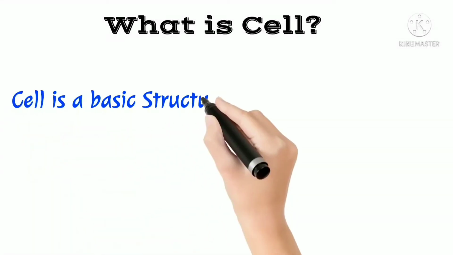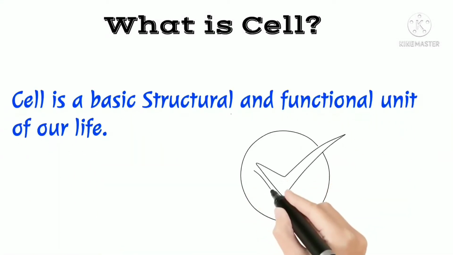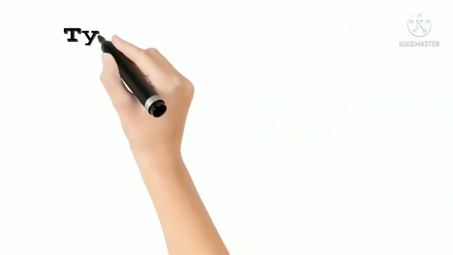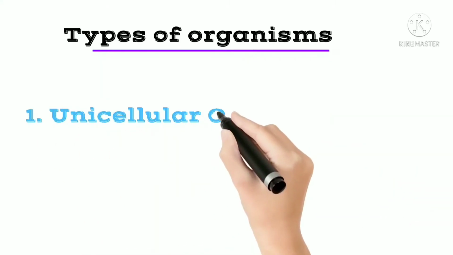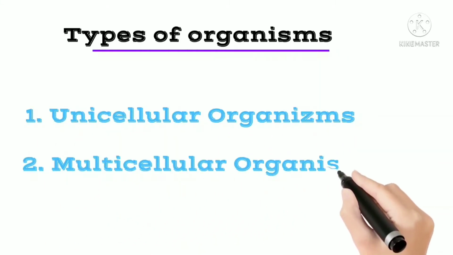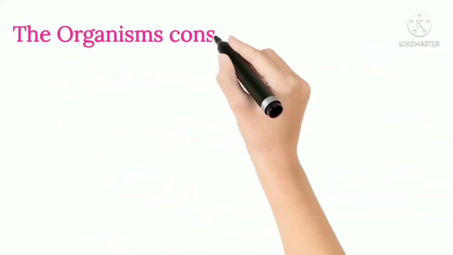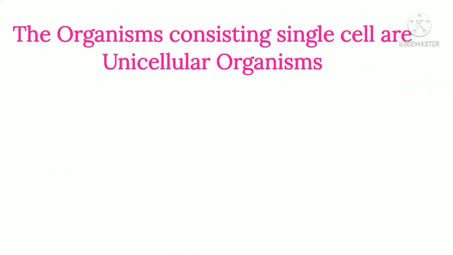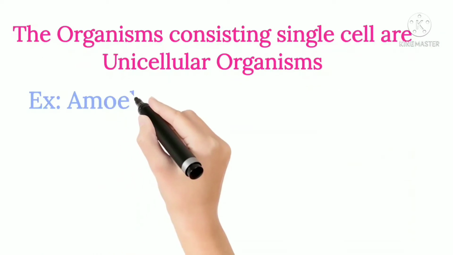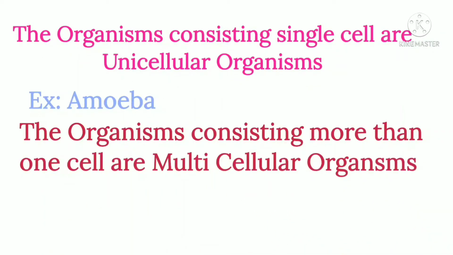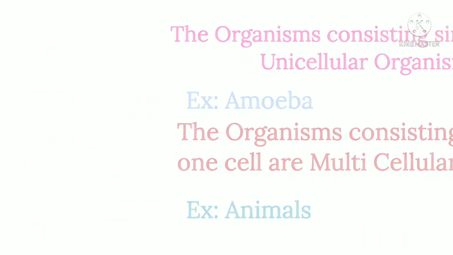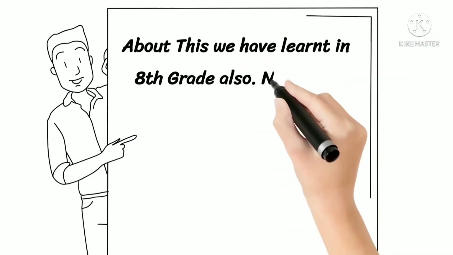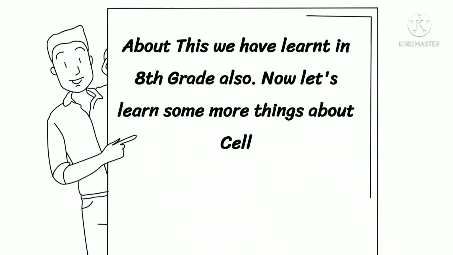Let's go ahead. What is a cell? Cell is a basic structural and functional unit of our life. We know this. So let's learn types of organisms based on cell: unicellular organisms and multicellular organisms. The organisms consisting of a single cell are unicellular and the organisms consisting of more than one cell are multicellular organisms. Example, animals.